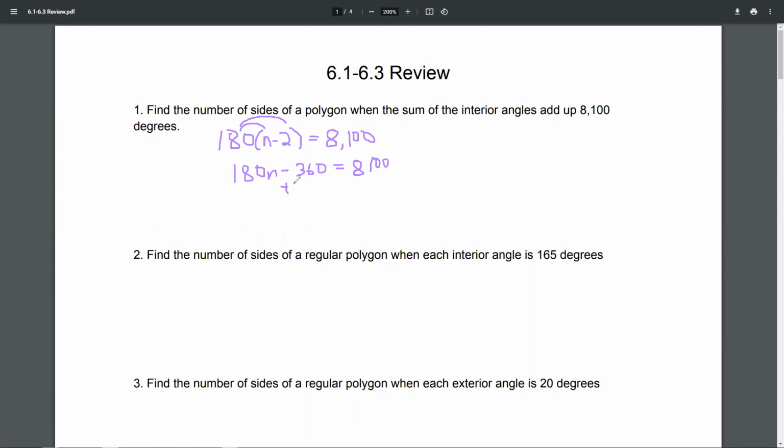I'm going to add 360 to both sides. So I get 180n on the left. And that's going to equal 8,460. I'm going to divide both sides by 180, and I get n equals 47. So the number of sides is going to be 47 sides.